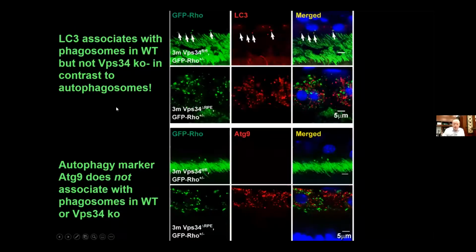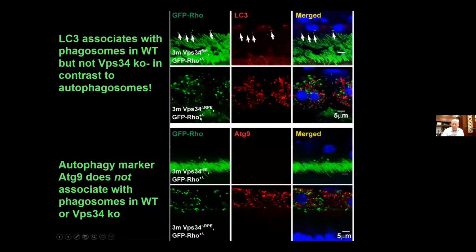Now, interesting, the LC3 is recruited to phagosomes as it is to autophagosomes. And remember, in the case of autophagosomes, LC3 recruitment still occurred in the absence of PI3P. That is not the case for phagosomes. So here we see on the top some phagosomes in VPS34 wild type mice. These still have PI3P, and these co-localize with this red staining for LC3 here. See these where you see the arrows.